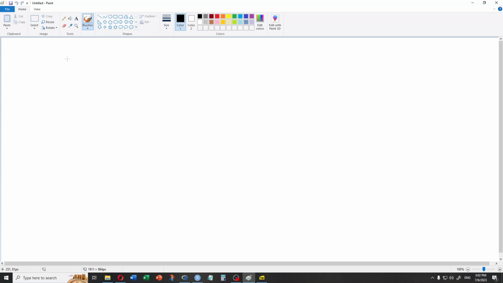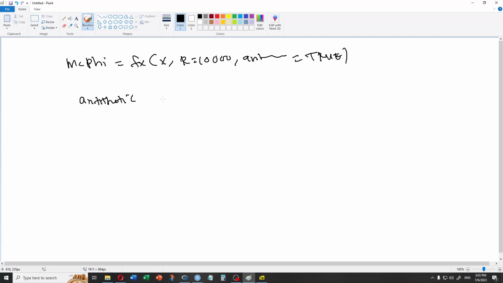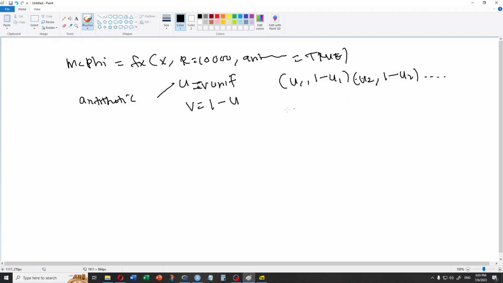So here we have the make phi function, which is a function of x. R we already set to 10k, and then antithetic equal to true, so this is by default. If you want to use the antithetic, then U would be runif, and V will be 1 minus U. So we have U1 and 1 minus U1, and then U2 and 1 minus U2, and so on.